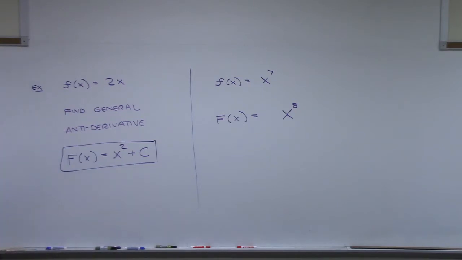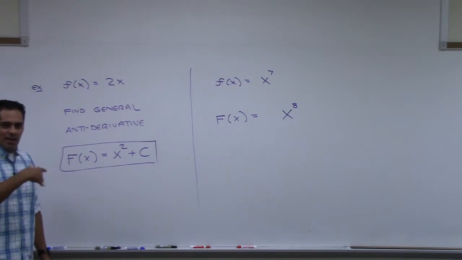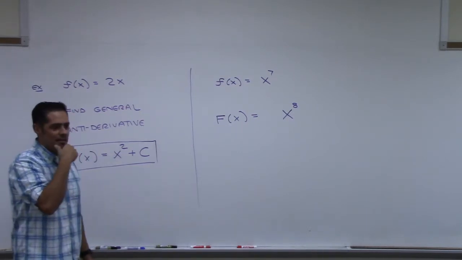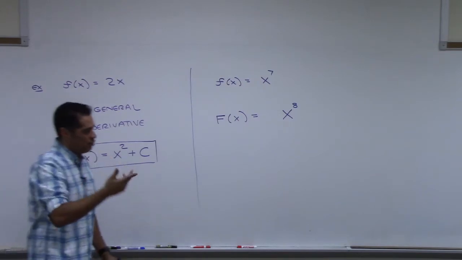X to the 8th power. What's wrong with that, though? If I take the derivative of that, what do I get? I get an 8 out front, don't I? I don't want that 8 out front. I want that 8 to be a 1, don't I? So what could I do out in front of that would be very clever? Put a 1/8 in front.